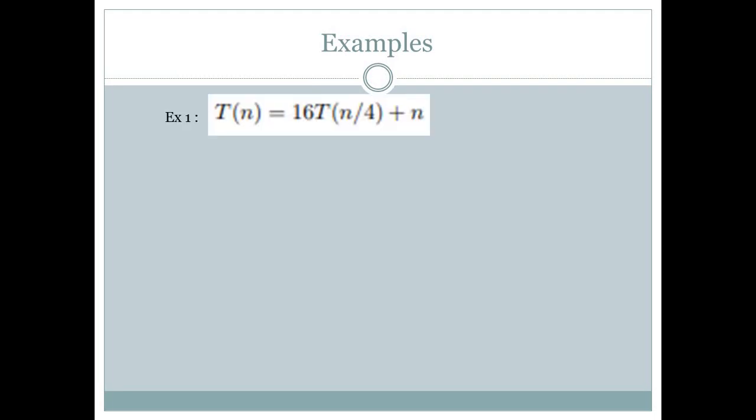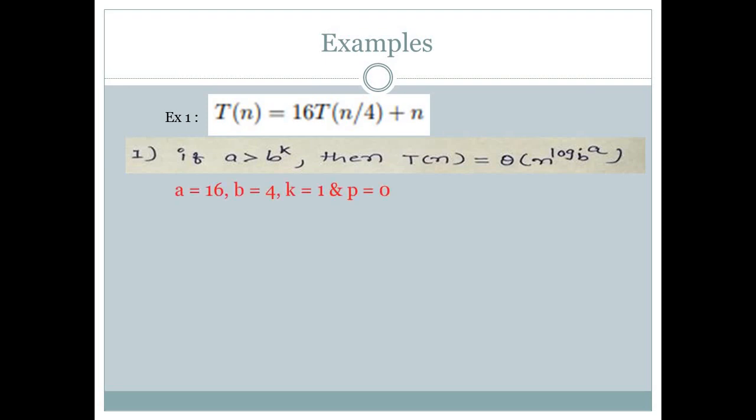Our first example is T(n) = 16T(n/4) + n. In this equation we will apply case number 1. Why? Because the value of a is equal to 16, b is equal to 4, k is equal to 1 and p is equal to 0. Here 16 is our a, n divided by 4 means 4 is our b, n raised to 1 so k is equal to 1, and no logarithm is here, so p is equal to 0.